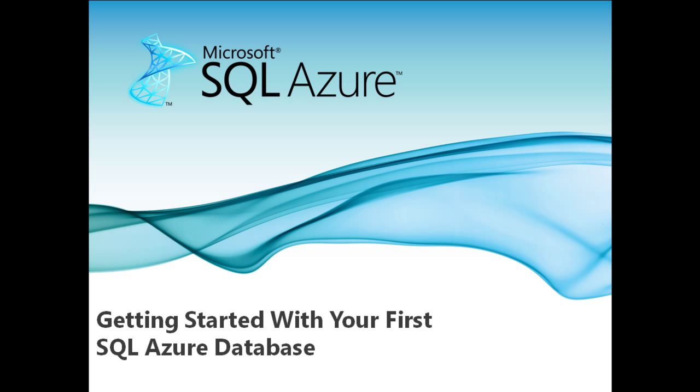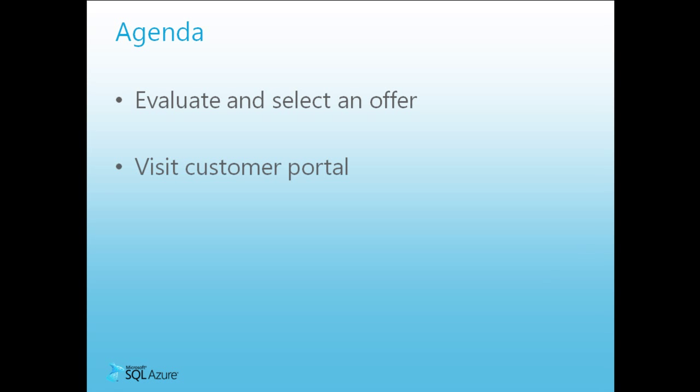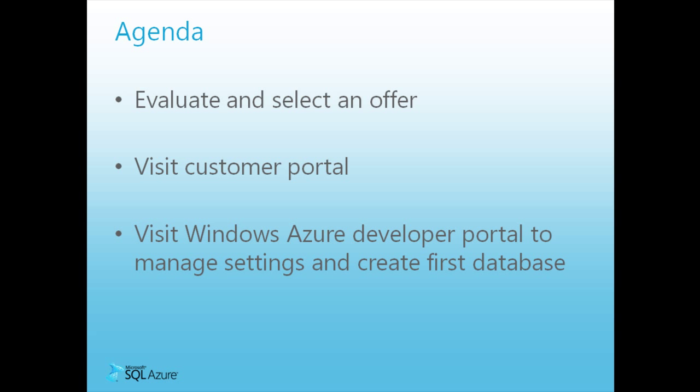This walkthrough will show you how to quickly get started setting up your Windows Azure Platform account and create your first SQL Azure database. There are three main steps for creating your first database. First, visit the Windows Azure Platform website, visit the Offers page, and evaluate the different options and select an offer. Next, you'll visit the Customer portal to record your contact information. And the third and final step takes you to the Windows Azure Platform Developer portal, creating the SQL Azure Administrator account, and manage the settings for your databases.